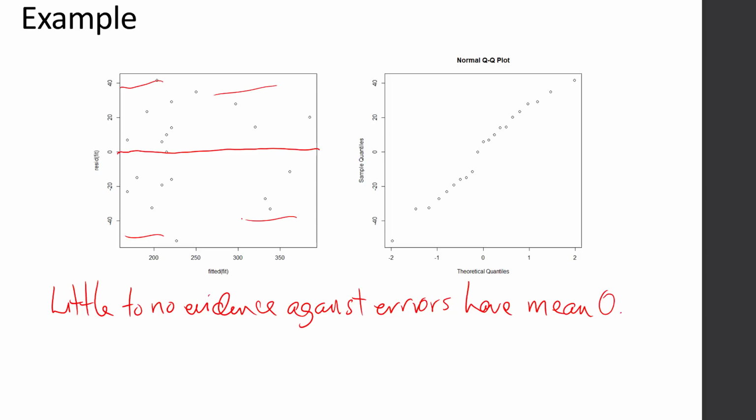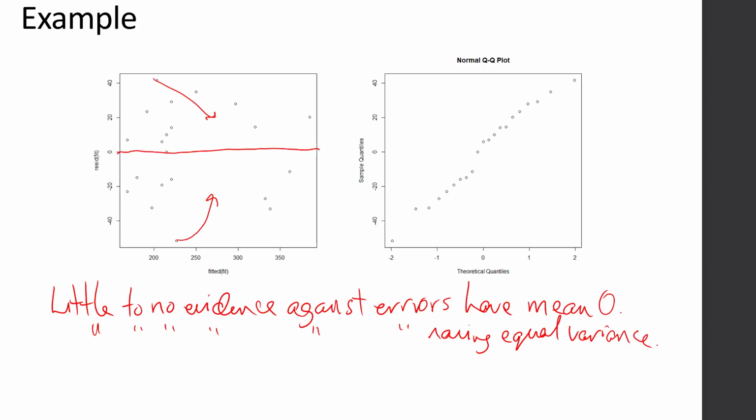Now, a rule of thumb that we're going to use is if you can move 1 or 2 points and make it look perfect, we're going to say it's probably okay. And if I could move this point here and this point here, I'd be a lot more happy. I'm going to say that this is little to no evidence against the errors having equal variance.